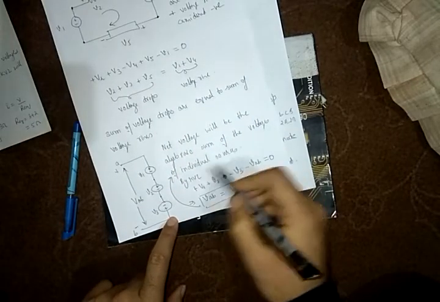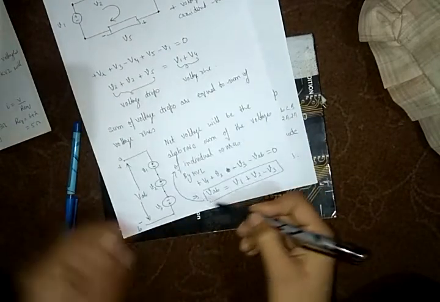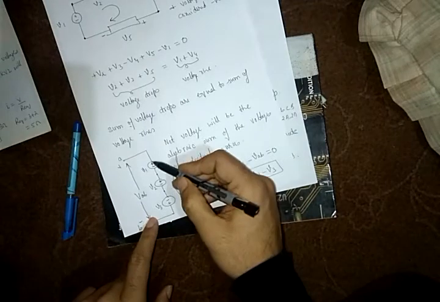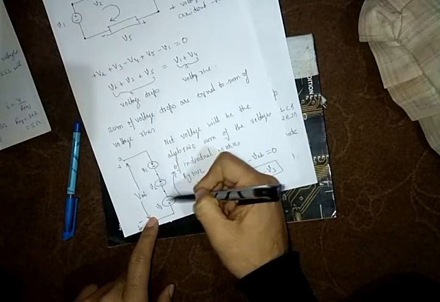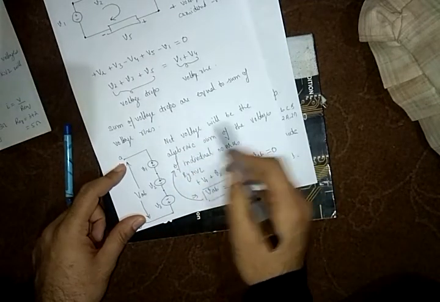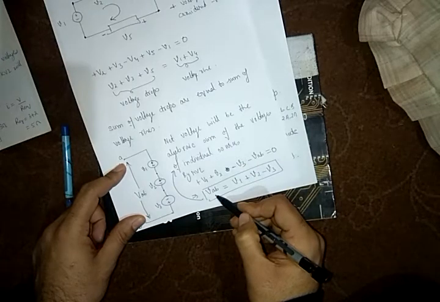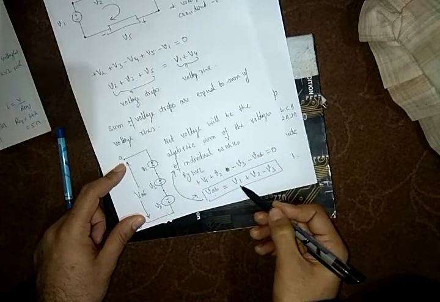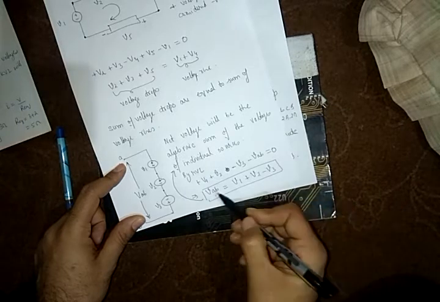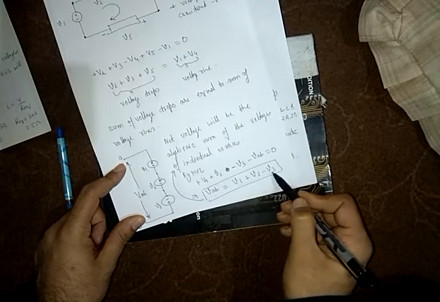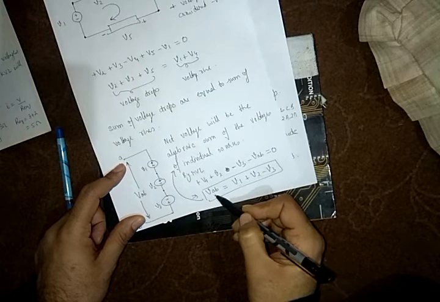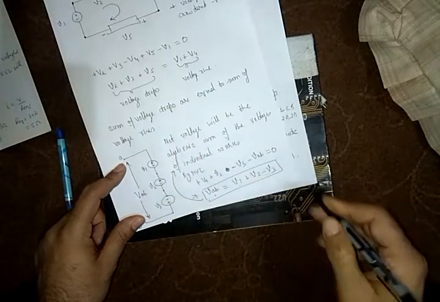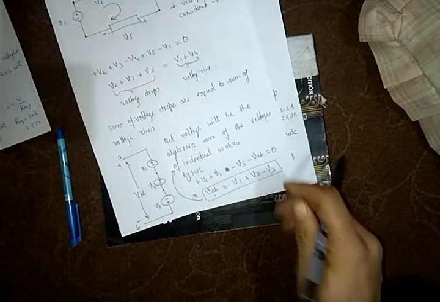This is what I have written here, the net voltage. What is the net voltage across the series combination of voltage sources? The net voltage is VAB. The net voltage will be equal to the algebraic sum of the voltages of the individual sources, which is V1 plus V2 minus V3. This is equal to the net voltage across the series combination of the voltage sources.